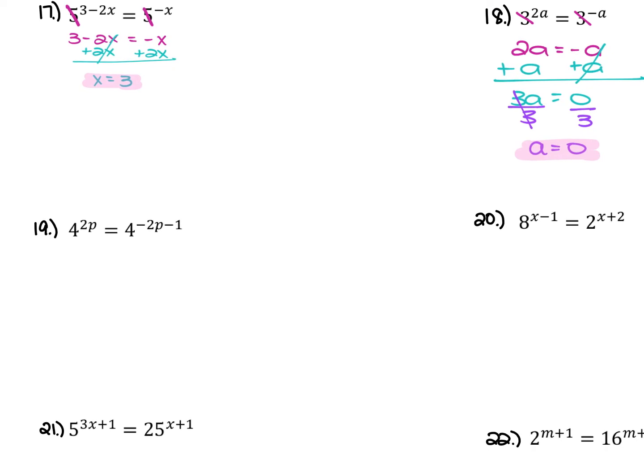For 19, we have 4 to the power of 2p is equal to 4 to the power of negative 2p minus 1. Once again, your bases are the same, so they cancel. You're going to work with 2p is equal to negative 2p minus 1. Move the 2p that's negative over by adding it to both sides. This leaves you with 4p is equal to negative 1. Divide each side by the 4 to get p by itself, and we get that p is equal to negative 1/4.